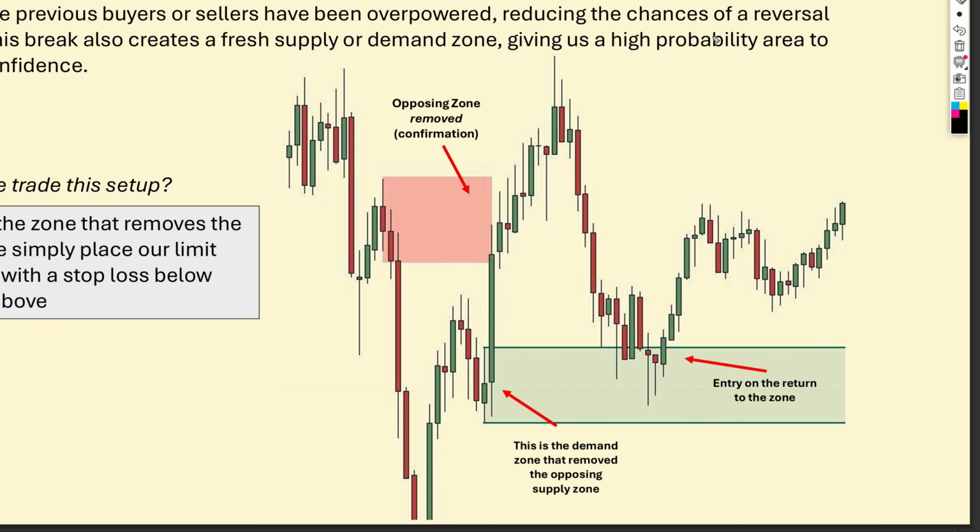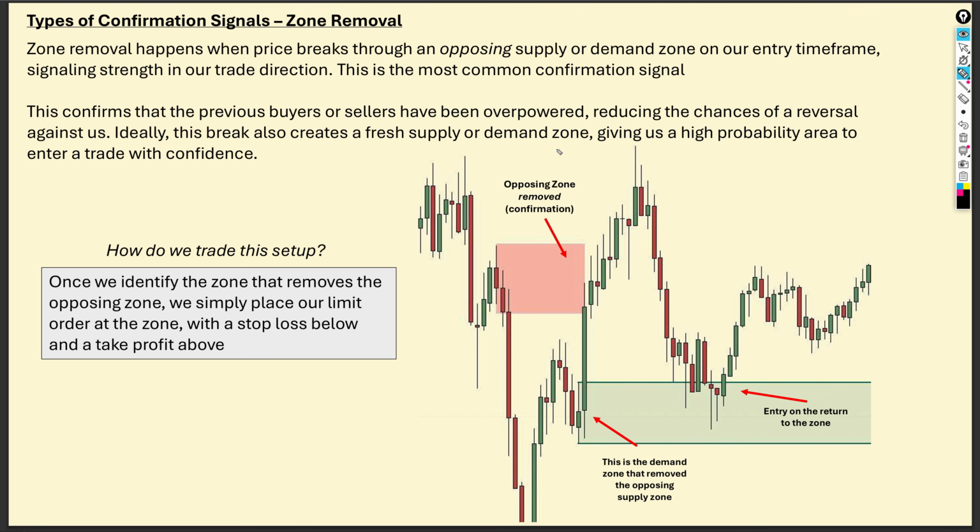And this reduces the chance of reversal. If we have what looks like a demand zone here, a nice explosive move, but price doesn't hold the zone, it'll probably end up breaking through that zone. That's basically what's going to happen because the sellers took control and they're proving to us that they are still in control. So this break usually creates fresh supply or demand, and it'll give us a pretty high probability area to enter a trade with confidence.